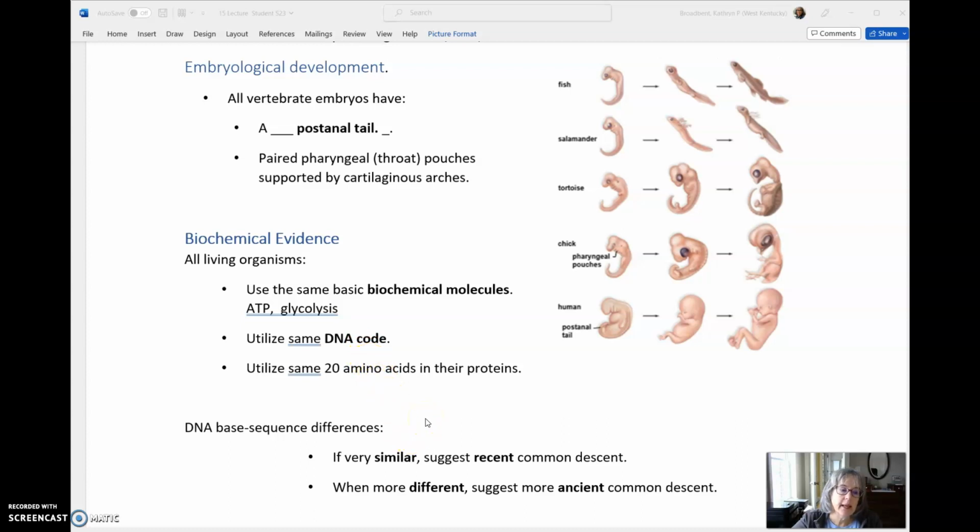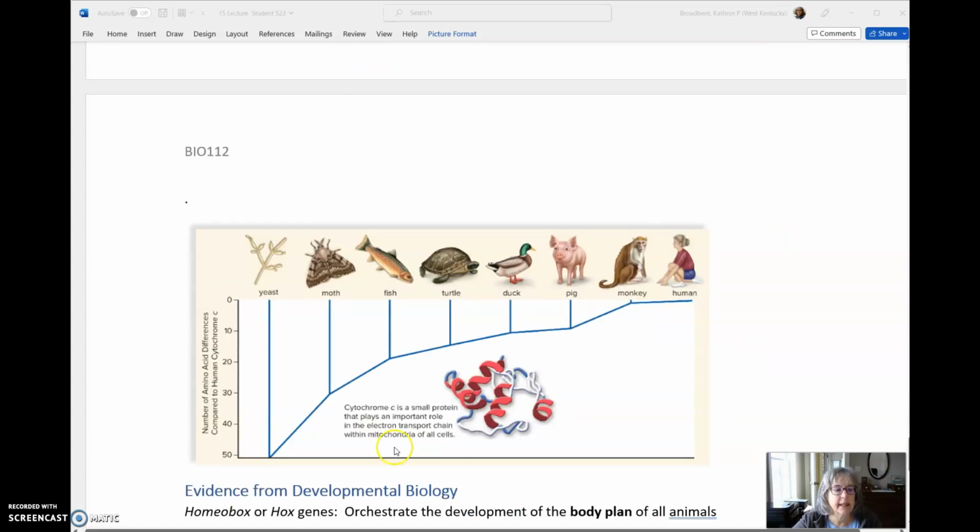Okay, so we can also look at DNA-based sequences. If they're very similar, that suggests a recent common descent. If they're different, that suggests a more ancient common descent. One that's very common to look at is cytochrome C. This is a cytochrome that's found in all living organisms, from yeast to your grandmother. It's been very well preserved. It's a very important enzyme, and it doesn't change very much.